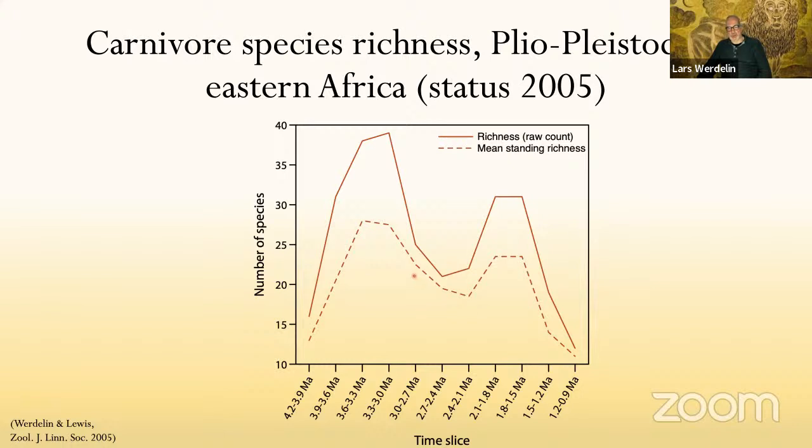And essentially what we have, and you can see a slight effect of this by not using raw counts but using mean standing richness, is, and you will see this again, monotonously decreasing diversity.